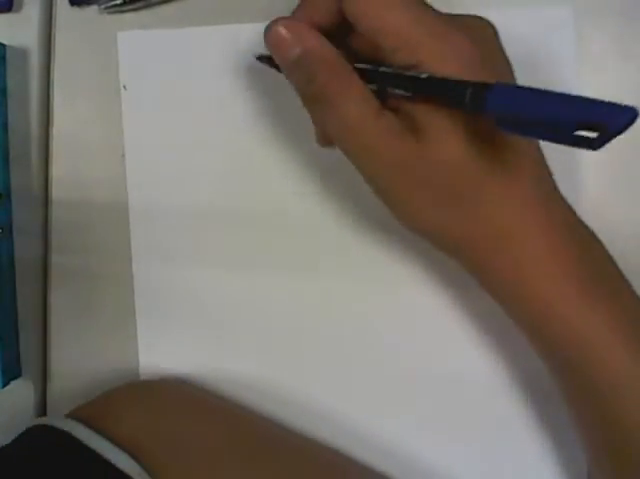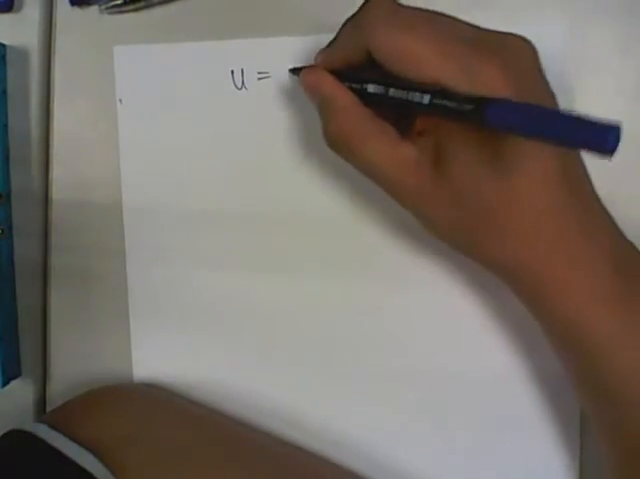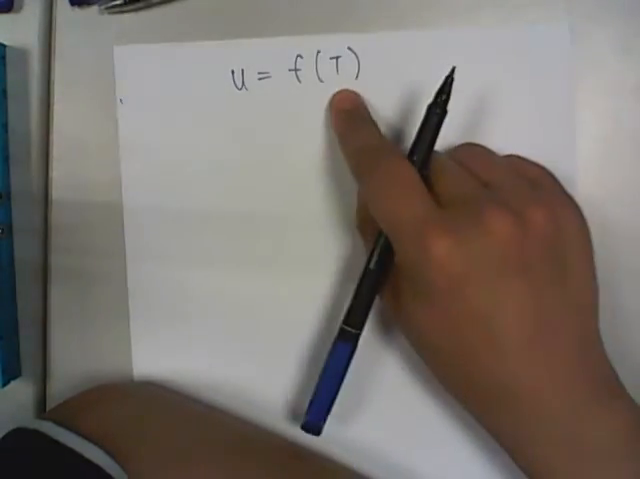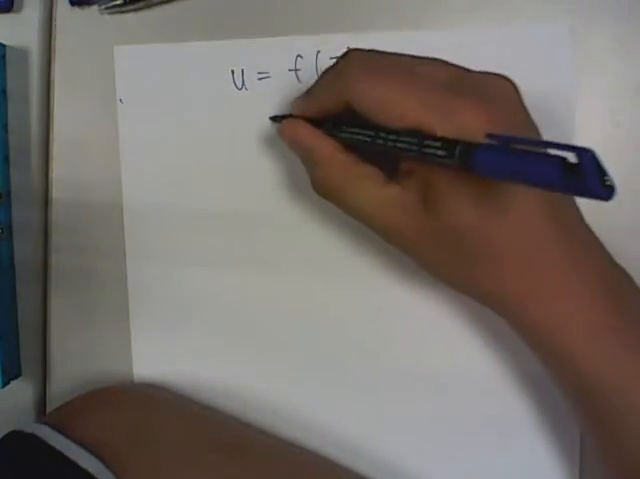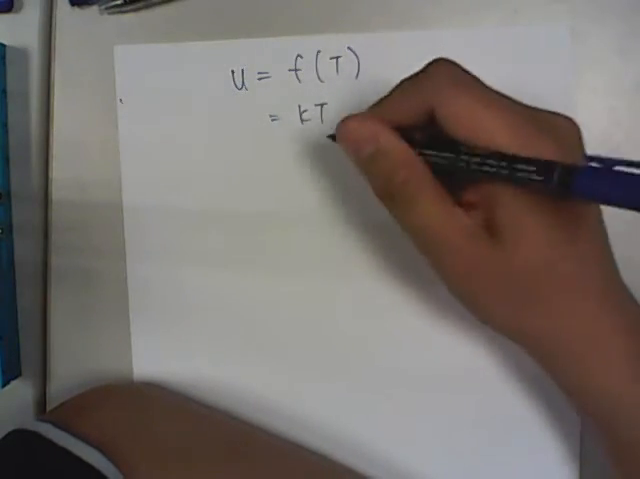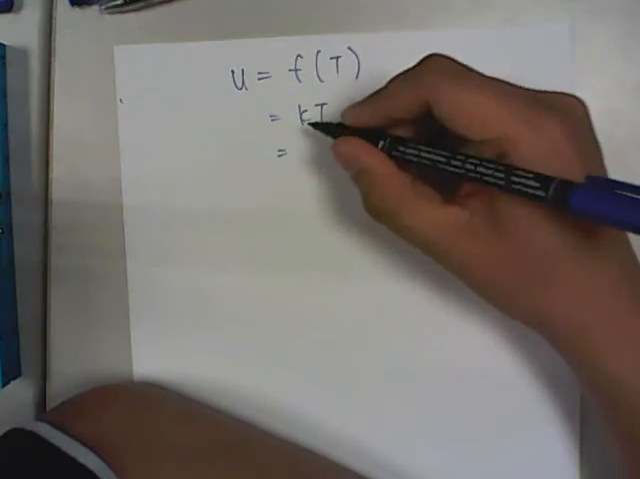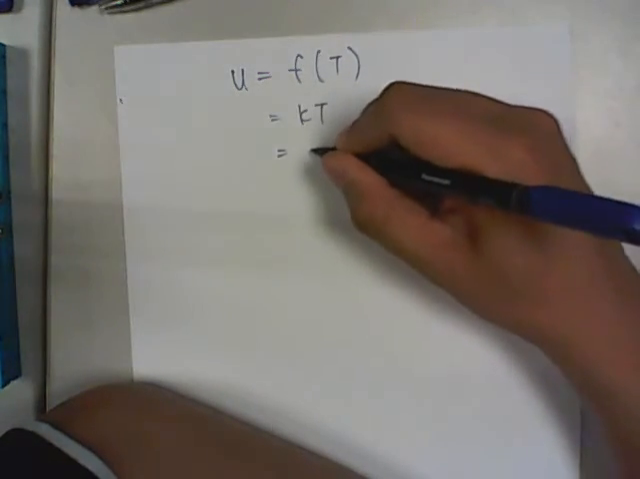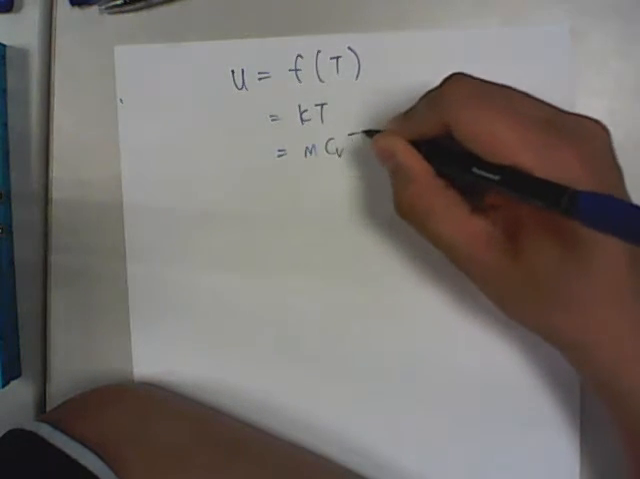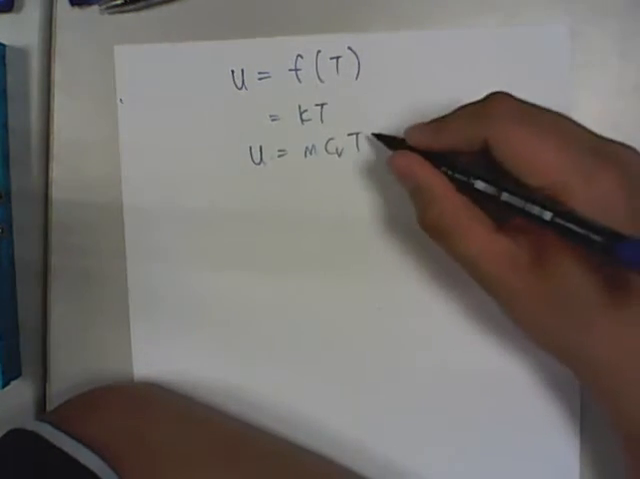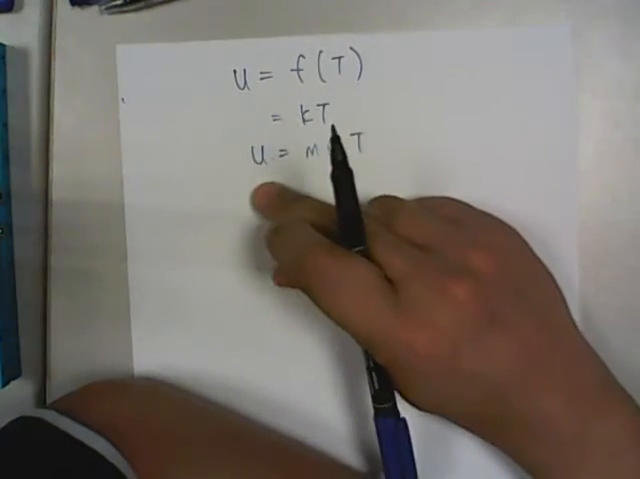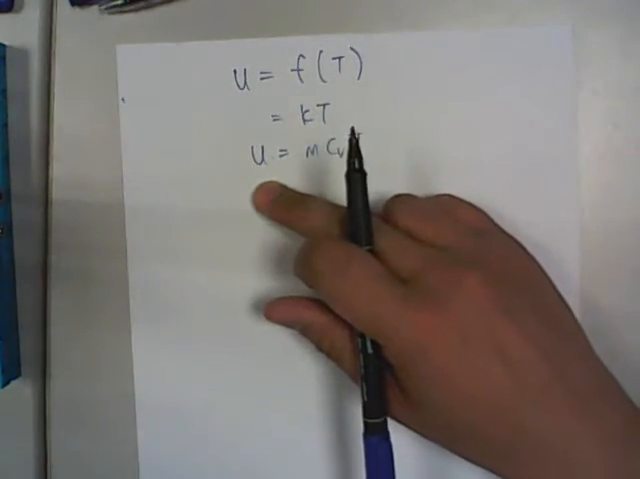Okay, if you remember previously we talked about the fact that your internal energy is a function of purely temperature, which means it is proportional to temperature, and eventually the scientists managed to come up with the equation that mCvT is your internal energy. Okay, if temperature does not change, your internal energy does not change. So this has got to do with the constant temperature process.